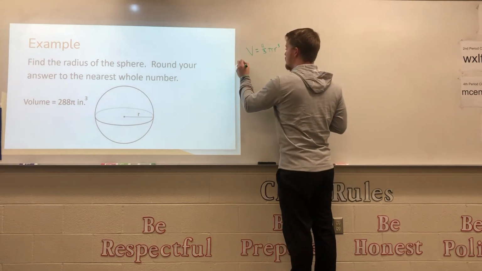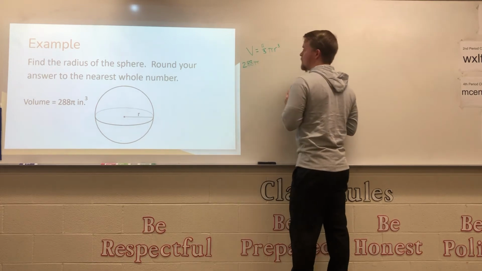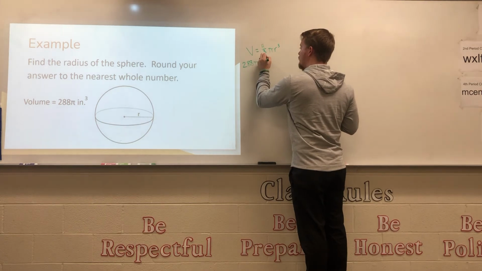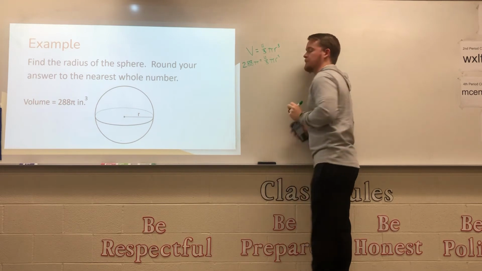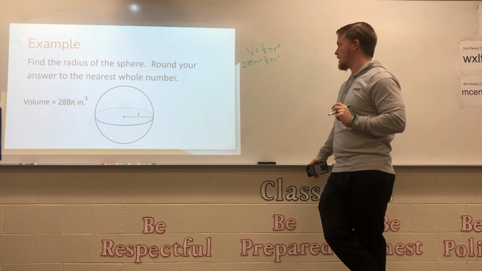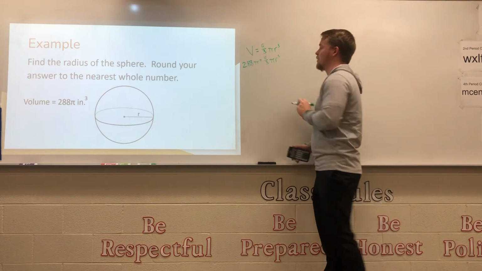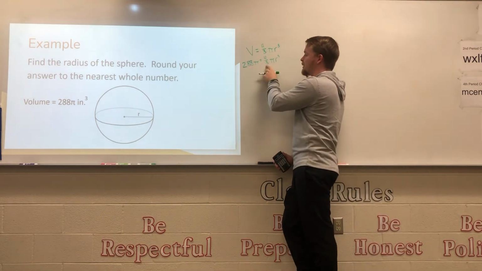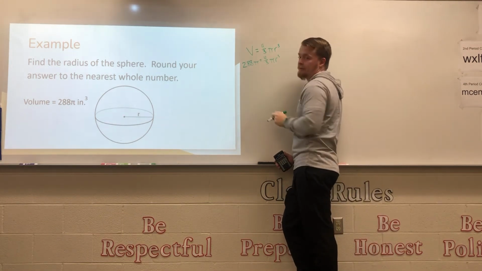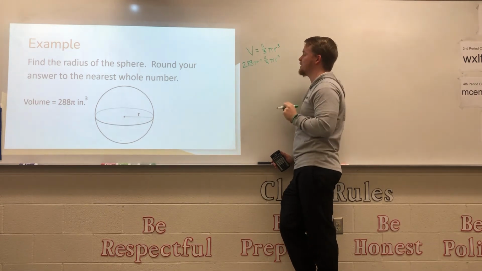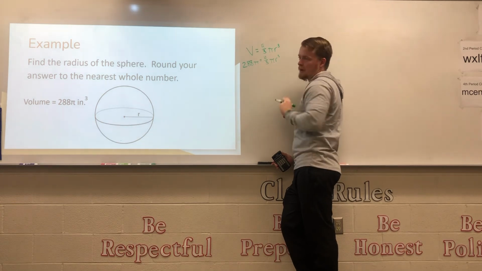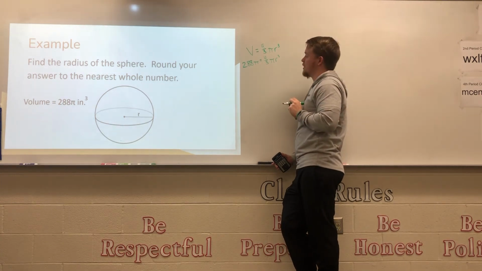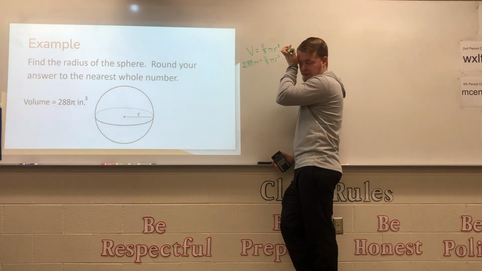So 288 pi equals 4/3 pi r cubed. Okay, so something you could do would be to multiply this by pi, multiply this by pi, and then work it out from there. But a trick that will make it easier for you would be if you acted as if pi is like a variable, kind of. It's not a variable, but just kind of to give you a reference for this.